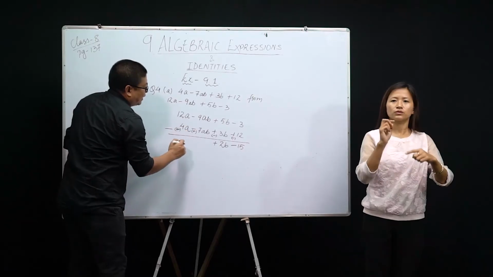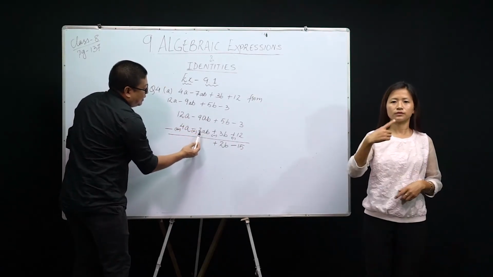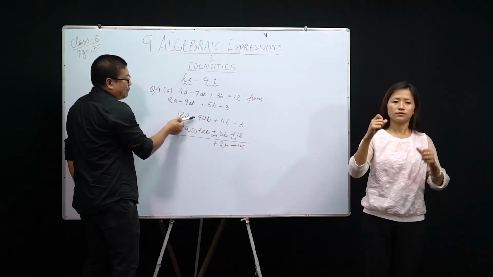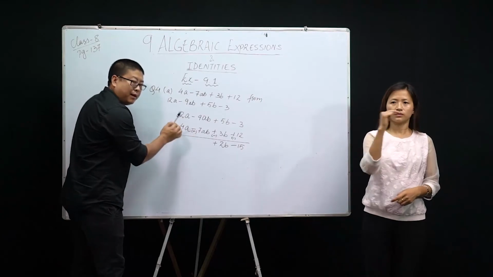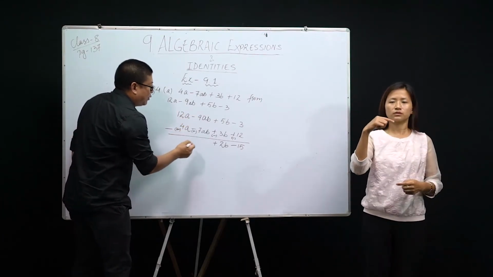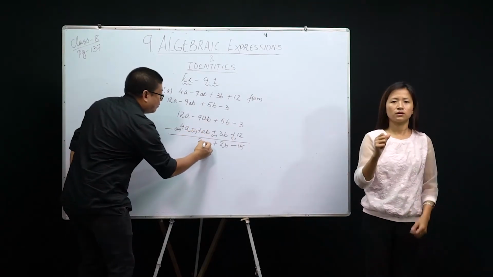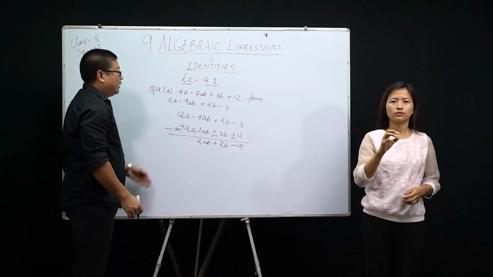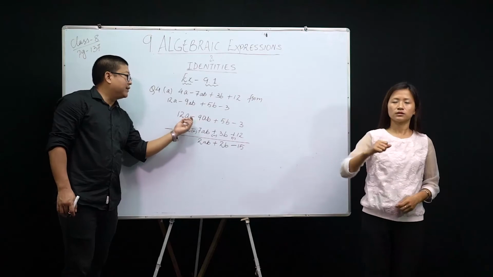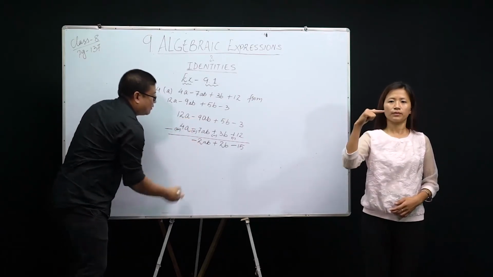If you move on to the next terms, 9ab, 7ab. Here you can see that one is minus, one is plus, so you will subtract them. 9 minus 7 will give you 2, and ab will remain as it is. If you look at the numbers, 9 is bigger than 7. So you check the sign of 9. It is minus, so you will write this as minus.